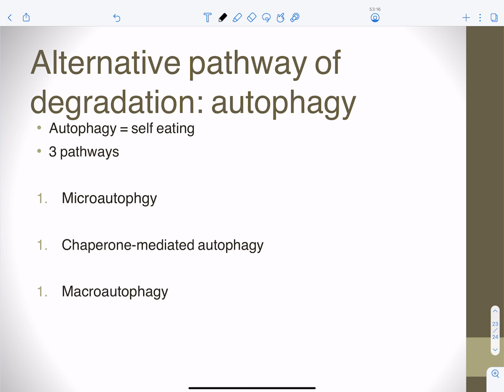So the three pathways for autophagy are, first, microautophagy, and this is where you have a lysosome which will engulf a portion of the cytosol. You can think of it as eating little chunks of your cytosol. Whatever it engulfs, it is going to digest. You also have chaperone-mediated autophagy, and this is where different chaperone, heat shock protein molecules are targeted substrates for the lysosomes.